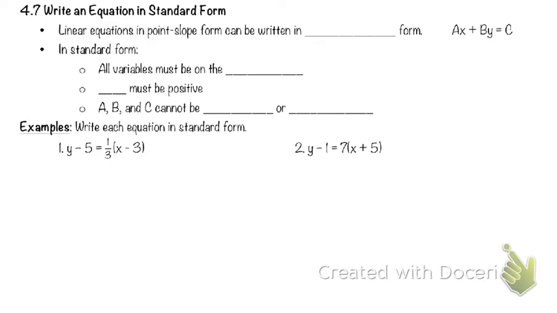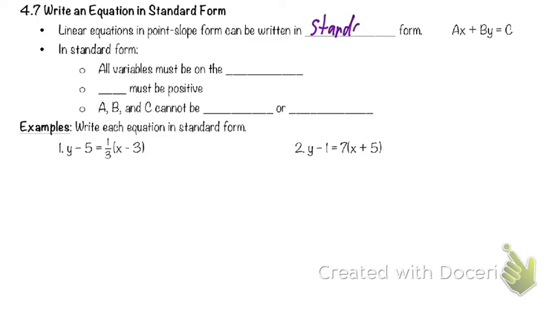Okay, so let's look at 4.7. Linear equations in point-slope form, which we just did, okay? We can also write them in this thing that we call standard form. Standard is the word that goes in that blank there. I'll write it in 1 second. So we can also write them in what we call standard form.